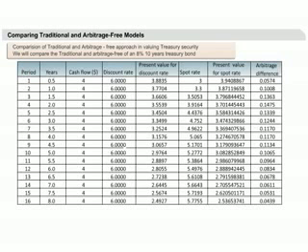Comparing traditional and arbitrage-free models. In this slide, we will compare the traditional and arbitrage-free value of an 8% 10-year Treasury bond. For all the cash flows corresponding to the 20 time periods, we will calculate the present value of each cash flow using the discount rate as well as the spot rate corresponding to the particular time period. When we sum together all the present values of the cash flows calculated using both the spot rates and the discount rates, we see that the two values come out to be different. The difference in these two values is the arbitrage value.